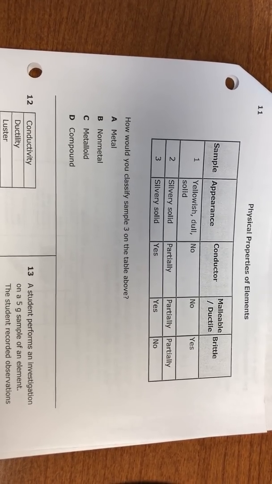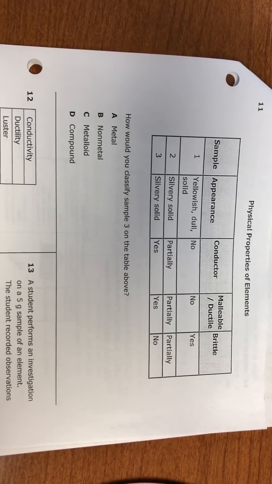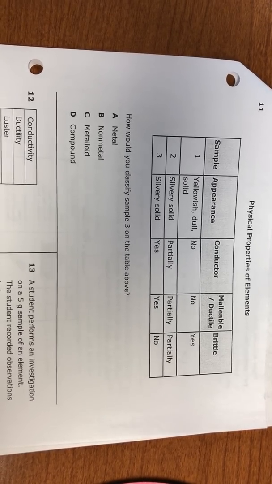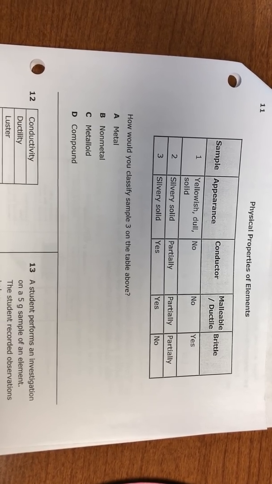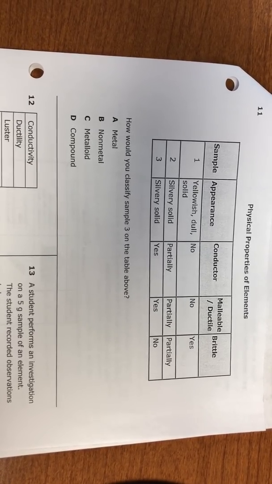How would you classify sample 3 on the table below? A, metal. B, nonmetal. C, metalloid. Or D, compound.